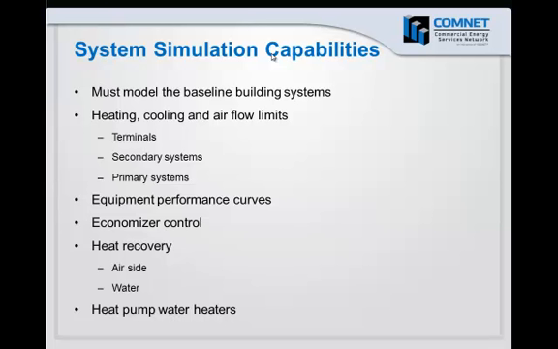The simulator needs to be able to make adjustments in equipment capacity or efficiency in response to either part load or temperature, or other factors. So that's what we call equipment performance curves. Needs to be able to model economizer control, because economizers are required by most of the baseline systems, and also heat recovery, both on the air side and water side. Again, some of the baseline systems require this.